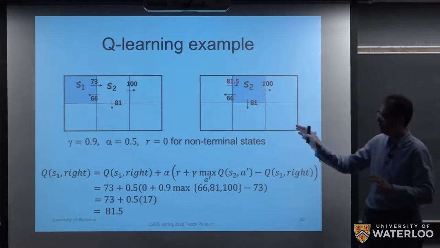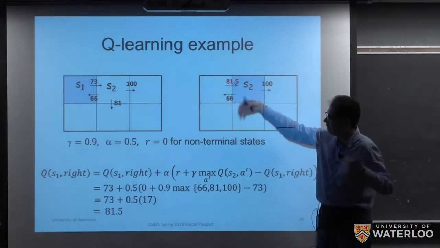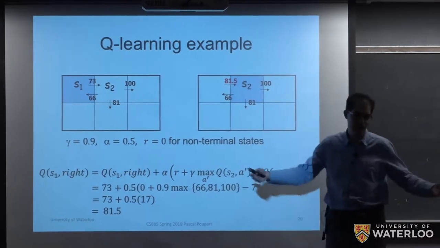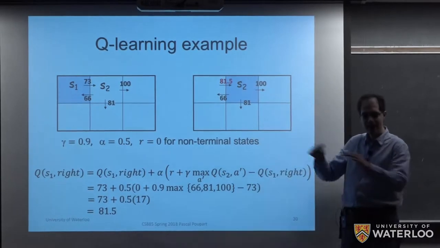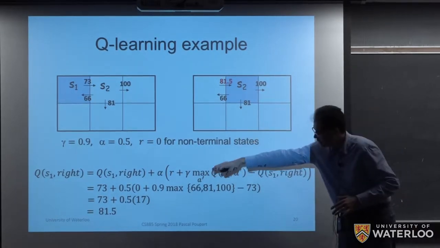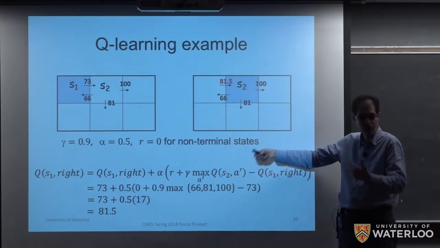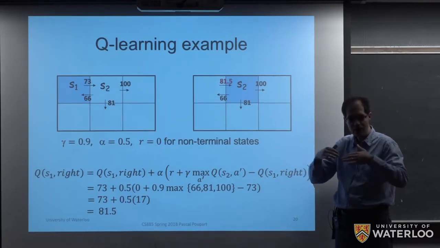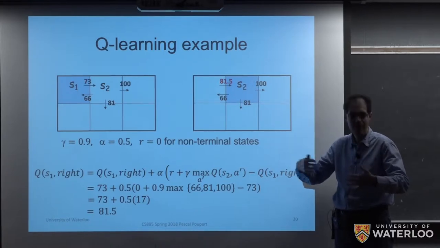Absolutely. So here, the question is how can we do an update from 73 to 81.5 that's based on other estimates that might be wrong? So we should probably update those first. The reality is that, if you recall, this Q value update comes from the Bellman equation for the Q function. And the idea is that in the limit, when you do enough updates, this should converge to the true optimal Q function.